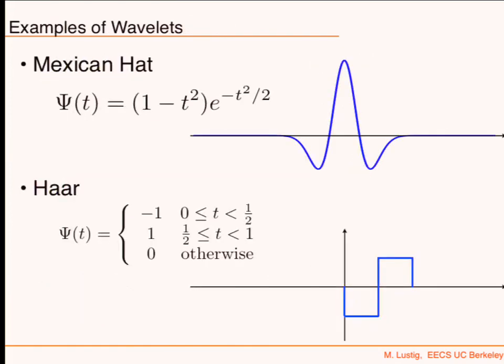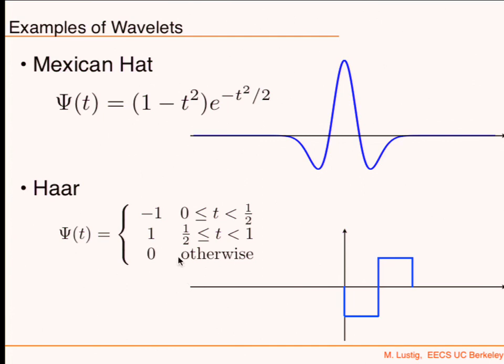So here are some examples of these types of filters. One of them is called Mexican hat. And this is this function. That function satisfies unit norm, and it satisfies being bandpass. It looks nice to me. And it's compact in space, and it has a certain frequency content.